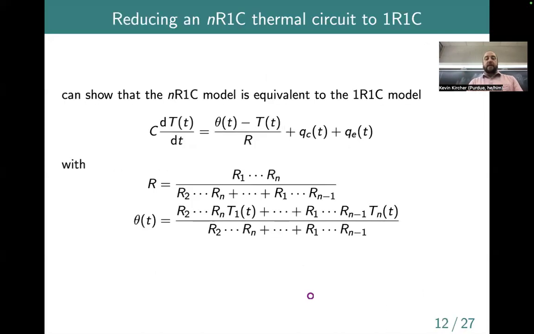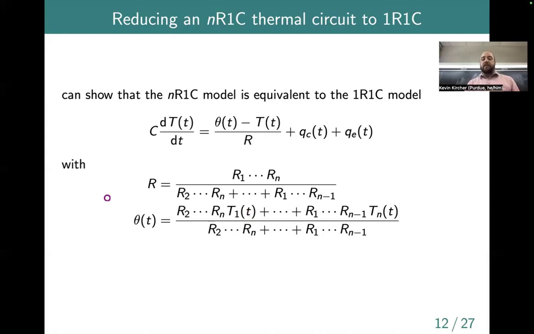But you can write this down, and then you can play the same game that we played with the 2R1C circuit, which is defining an equivalent boundary temperature, which ends up being a weighted average of all of the boundary temperatures T1 through Tn. And the weights are basically defined by all the thermal resistances. And again, you can convince yourself mathematically that this is true.